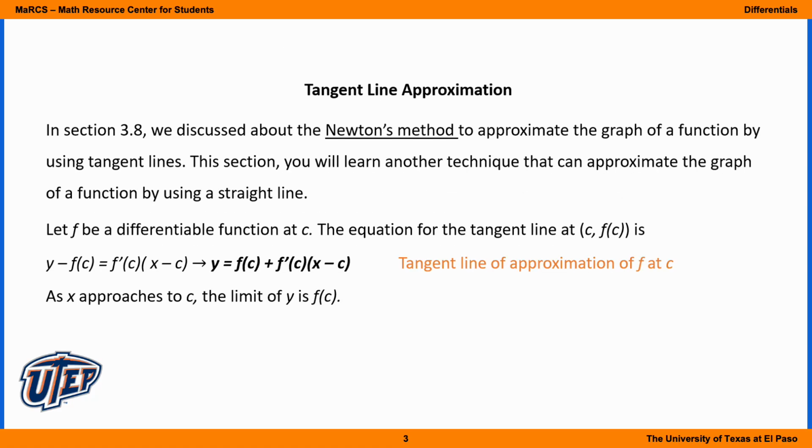In our previous section, we talked about Newton's method and how we can approximate the zeros of a function by using tangent lines. In this section, you will learn another technique that can approximate the graph of a function by using a straight line. So we let f be a differentiable function at c. The equation for the tangent line at the point c, f of c, is y minus f of c is equal to f prime of c times x minus c. Isolating the y, we have y is equal to f of c plus f prime of c times x minus c. Now as x approaches c, the limit of y is f of c.